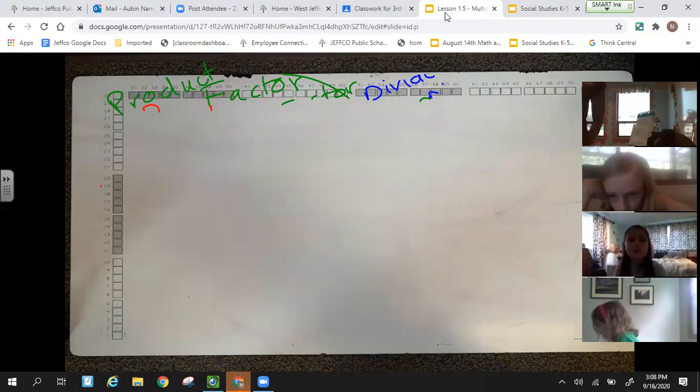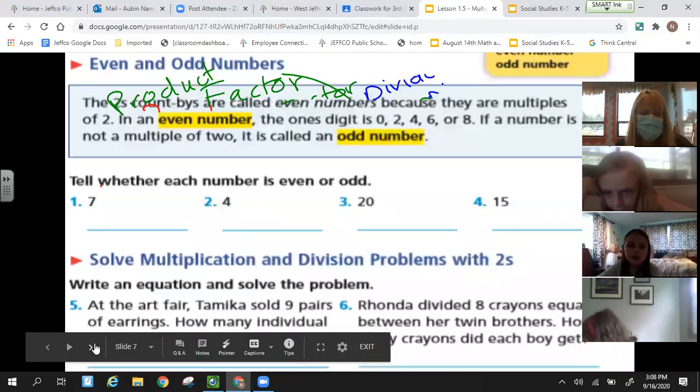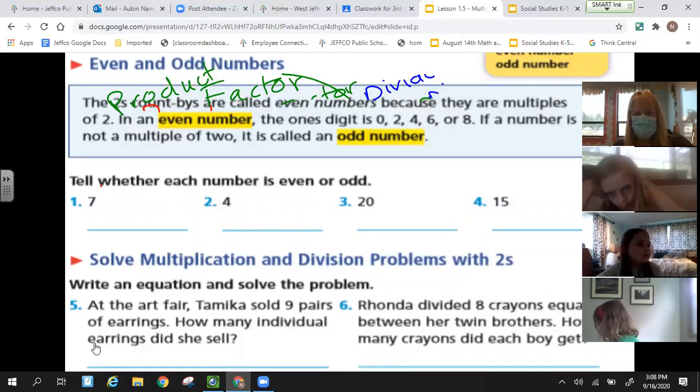Always use an eraser, because your hand has oils on it, and it makes it harder to erase later. Okay, get out your math workbook and your pencil.